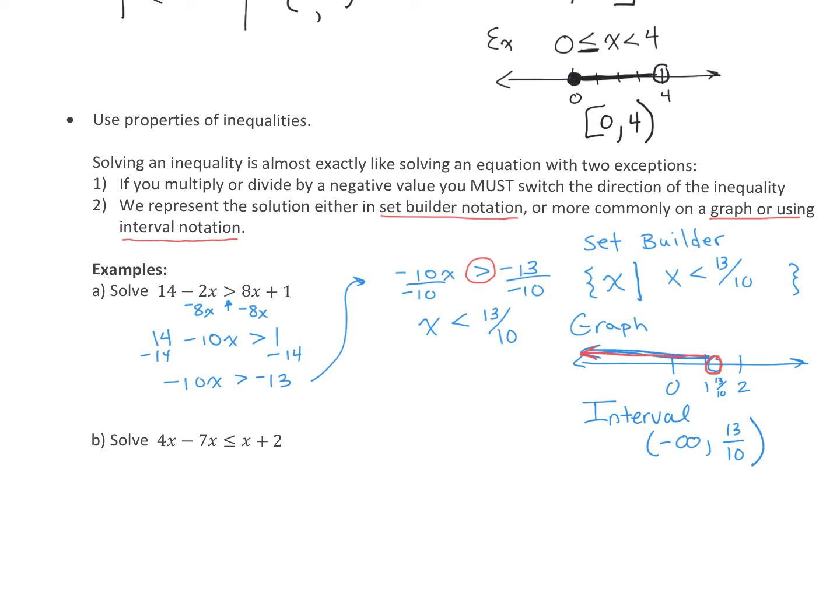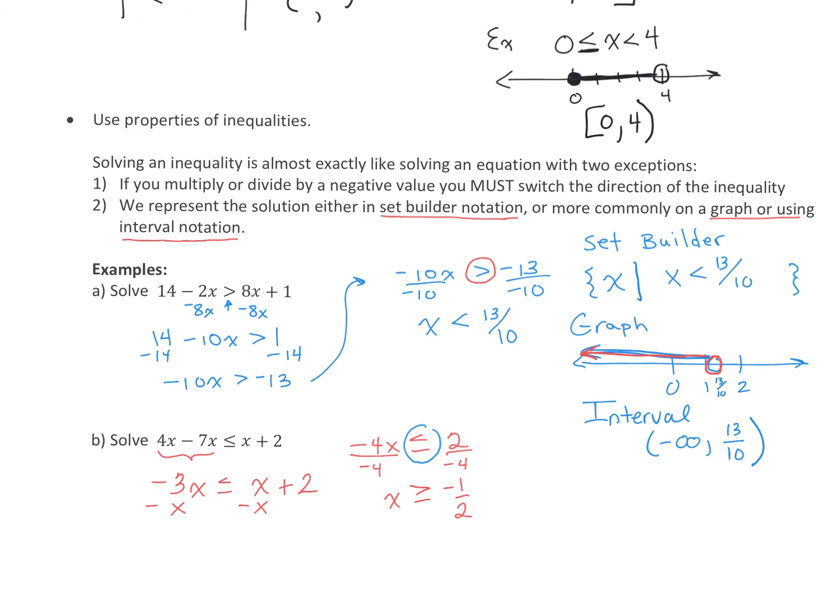So let's try that again. 4x minus 7x gives us negative 3x less than or equal to x plus 2. So just collecting like terms. And then if I subtract x, I get negative 4x is less than or equal to 2. And then I'm going to divide by a negative. So I'm going to get x is greater than or equal to negative 1/2.